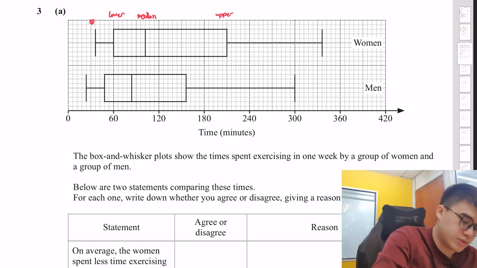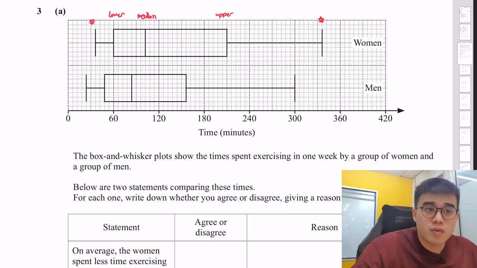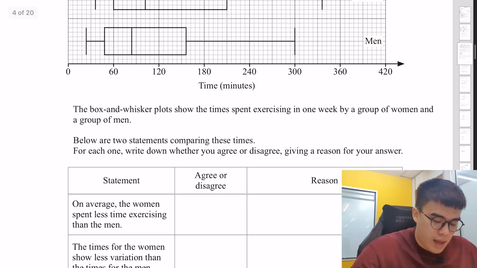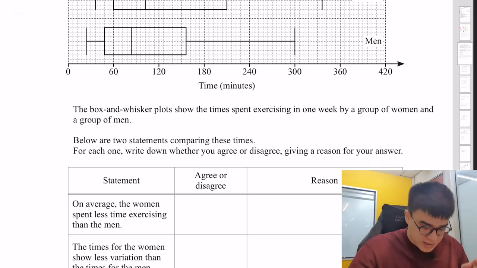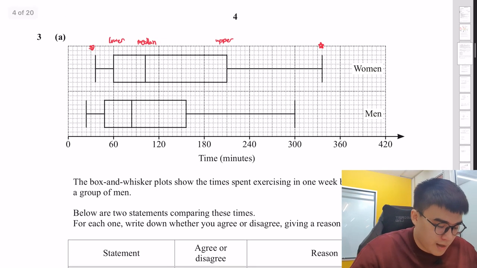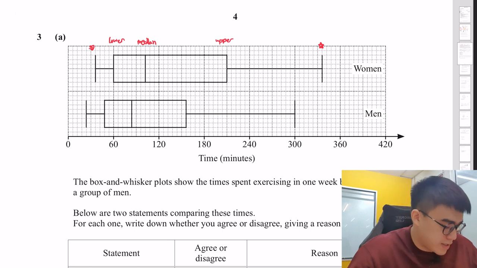This two is to indicate your range. So by looking at the graph, let's move on to check the statement, what they're asking for. On statement 1, average women spend less time exercising than men. So let's look at the graph here. At first glance, I would totally disagree with this.